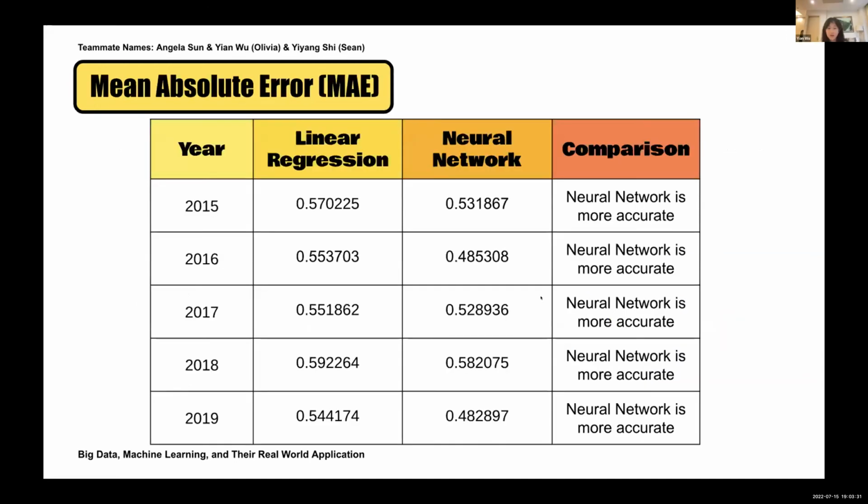And here is a summary table of the overall performance of each of our models. You can see that we have calculated the mean absolute error in each case. It can also be observed that for each year, the neural network model is always more accurate than the basic linear regression model, since it has a lower absolute error.